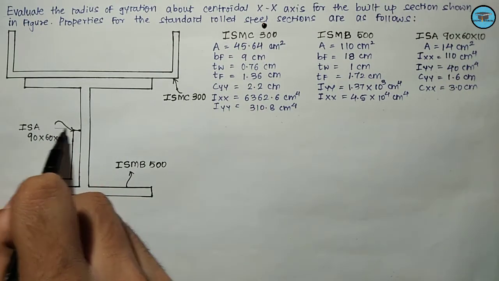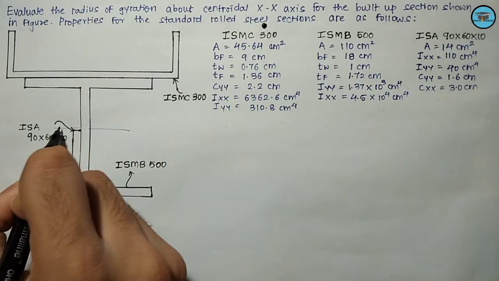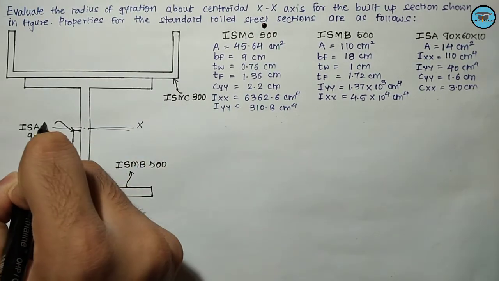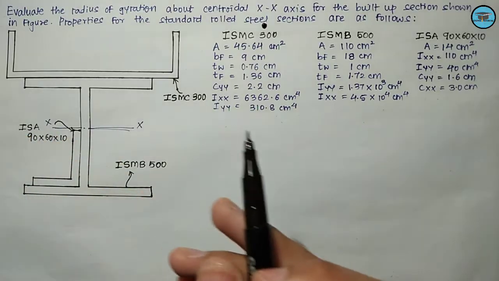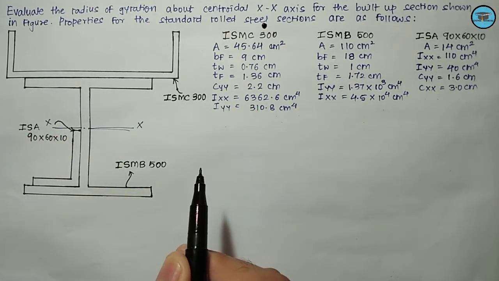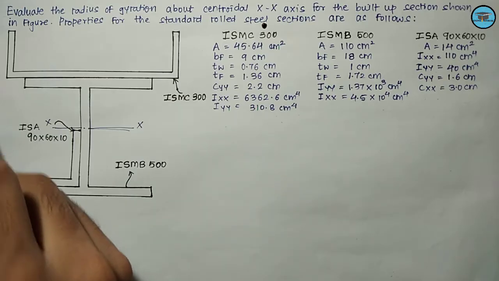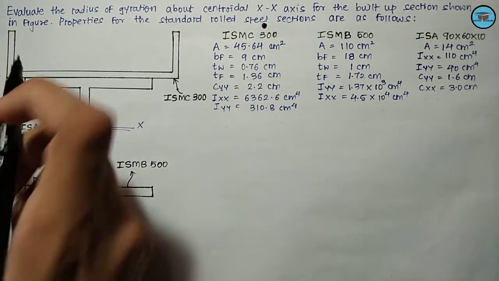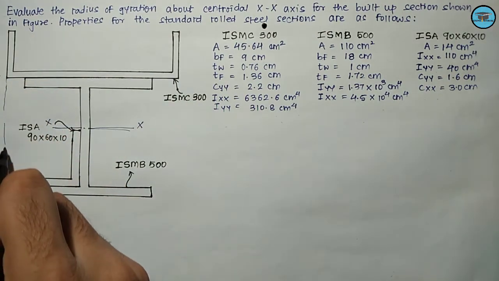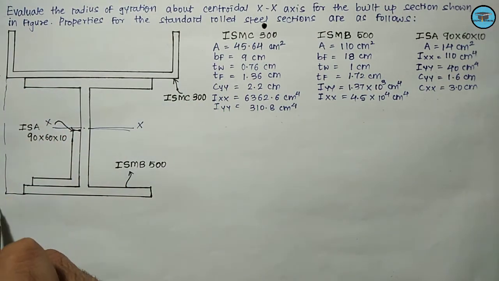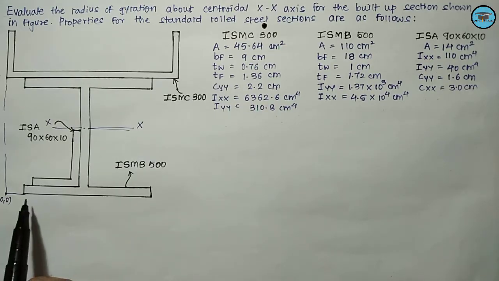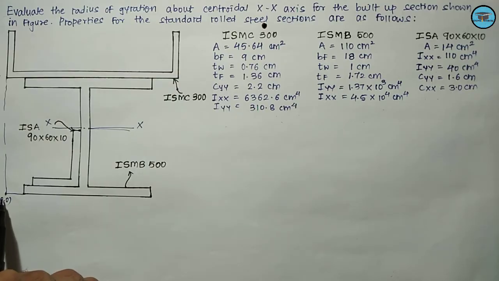So this is nothing but the centroidal x-axis. Now the next step is to locate the origin, which will be lying at the leftmost and the bottommost point. Here the leftmost is this and the bottommost is this. So somewhat the origin will be lying at this point. This is considered as the origin having the coordinates 0, 0, and all the distances will be measured from the origin only.